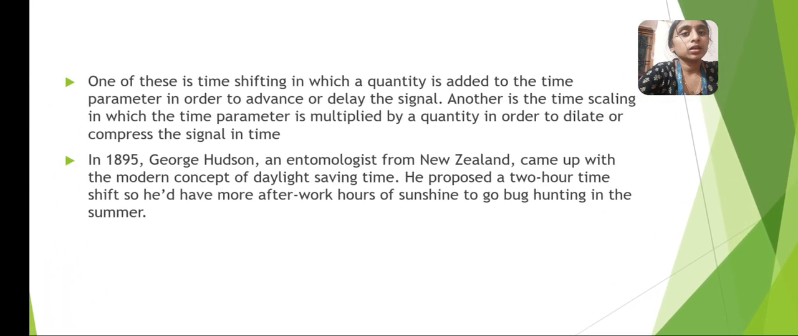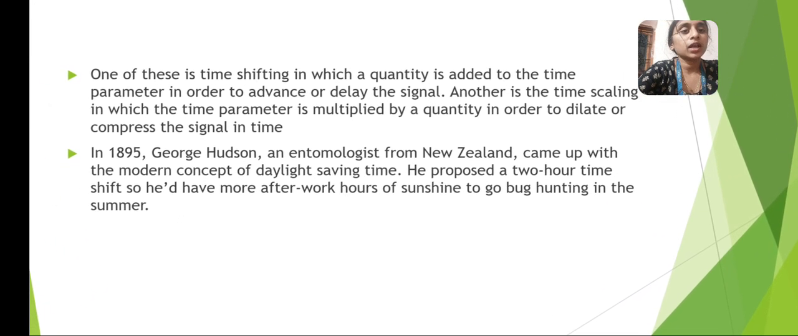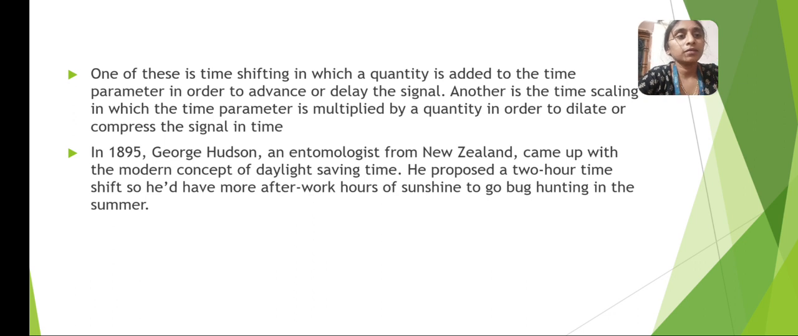One of these is time shifting, in which a quantity is added to the time parameter in order to get an advance or delay. By advance or delay: t plus t naught is delayed and t minus t naught is the advance. In scaling, the time parameter is multiplied by a quantity in order to dilate or compress the signal in time. While adding and subtracting, it is known as advance or delay. By multiplying or dividing, it is known as dilated or compressed.